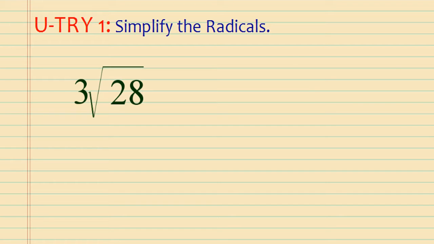Here's your U-try. It is similar to the one we just did in that it has a 3 on the outside waiting to multiply with whoever comes out of the jail.